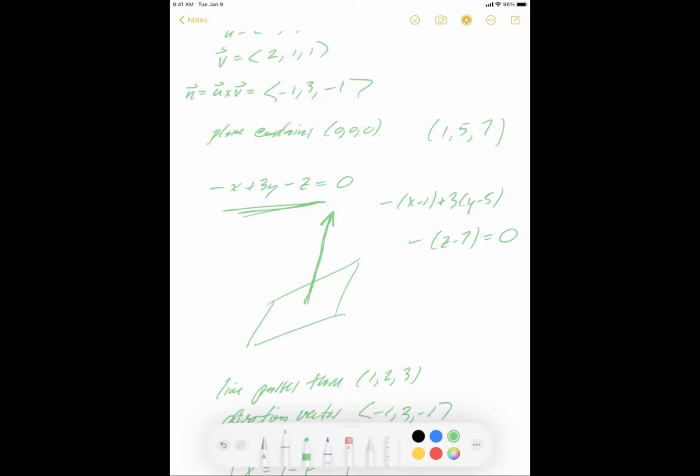What controls the signs for that second equation you wrote for 1, 5, 7? Why is there a negative out front of the x minus 1 and the z, but a positive in front of the 3 times y minus 5? -1, positive 3, -1. Oh, okay, so those are the coefficients, and then the point is what? Okay. Correct. The coefficients come from the normal vector.